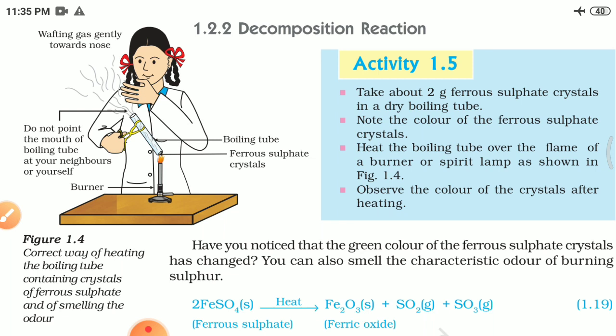Ferrous sulfate crystals, FeSO4·7H2O, lose water when heated and the color of the crystal changes. It then decomposes to ferric oxide Fe2O3, sulfur dioxide SO2 and sulfur trioxide SO3. Ferric oxide is a solid while sulfur dioxide and sulfur trioxide are gases. So here one substance is breaking into two or more substances. That's why it is an example of a decomposition reaction.